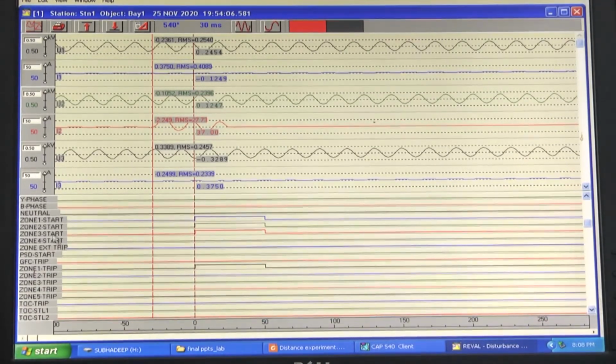From this fault inception to the relay decision time, this marker you see here, if you see here, zone 1, zone 2 and zone 3 all started here at the same instant, and then for this one zone 1 tripped here, with no more zone 2 and zone 3. So, zone 1 tripped successfully. From the inception of the fault to the zone 1 trip, the time difference is clear here, 30 millisecond.